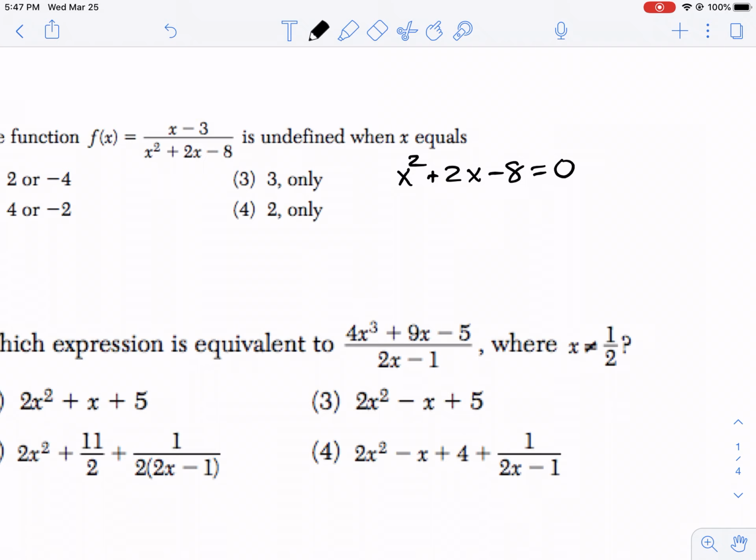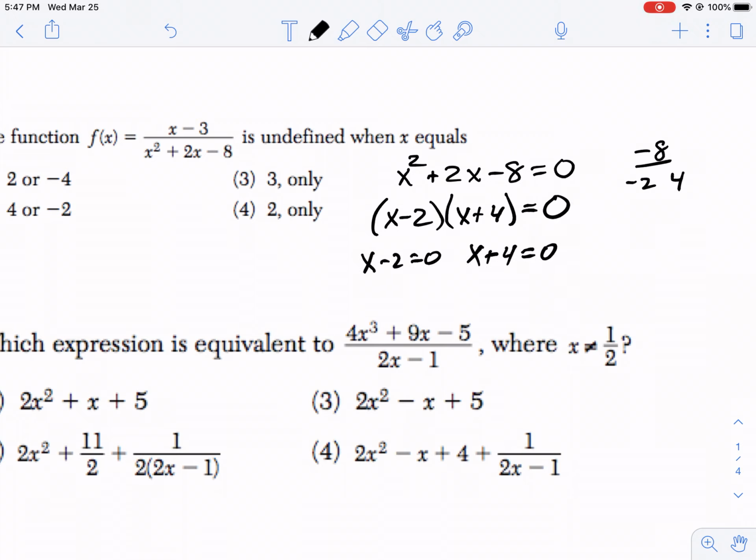Since that is a quadratic, we can factor it. The two numbers that multiply to -8 and add to +2 are -2 and 4. Since there's no number in front of the x squared, I don't have to do grouping. Those numbers will be the ones that end up in parentheses. Set each factor equal to 0 and solve. X will equal 2 and x will equal -4.